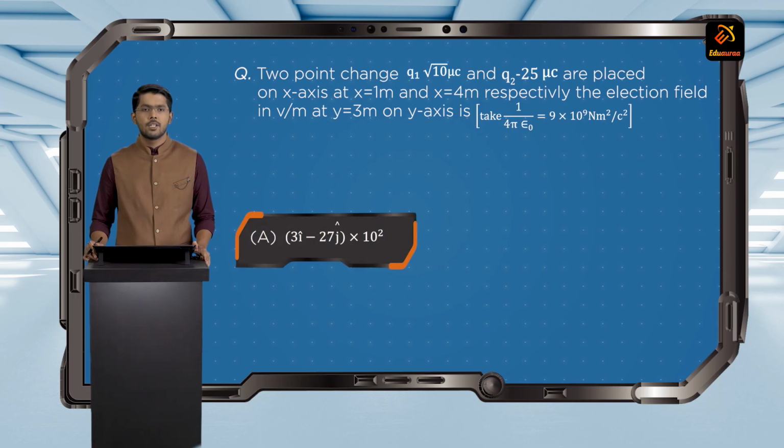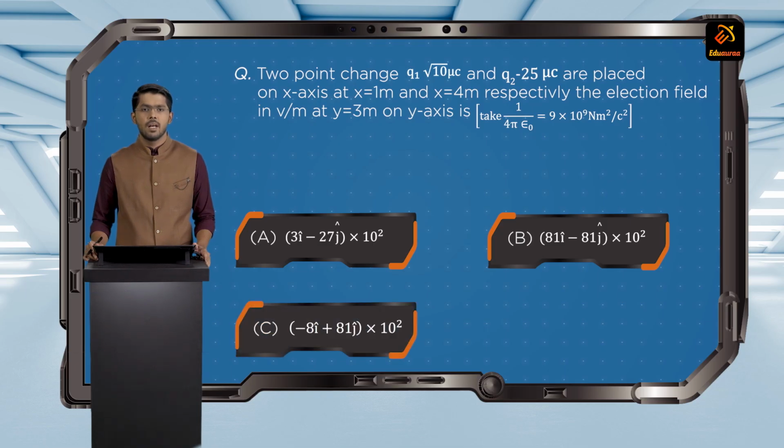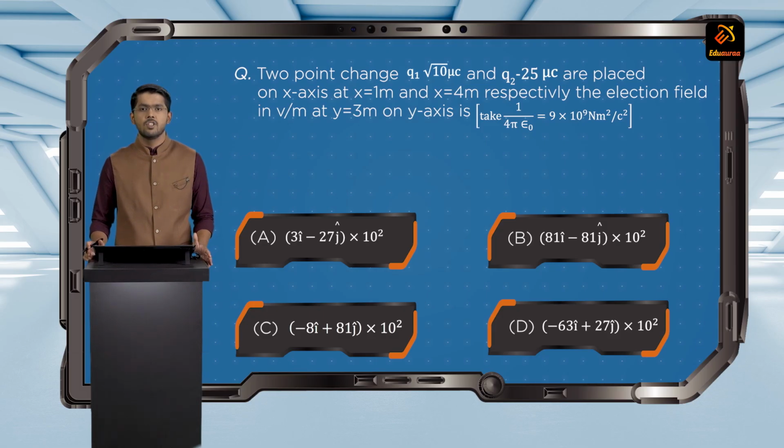Option A, 63 i cap minus 27 j cap into 10 to the power 2. Option B, 81 i cap minus 81 j cap into 10 to the power 2. Option C, minus 81 i cap plus 81 j cap into 10 to the power 2. Or option D, minus 63 i cap plus 27 j cap into 10 to the power 2. This question was asked in JEE Main 2019, 9th January, 2nd session. So let's have a look at the solution to this question.